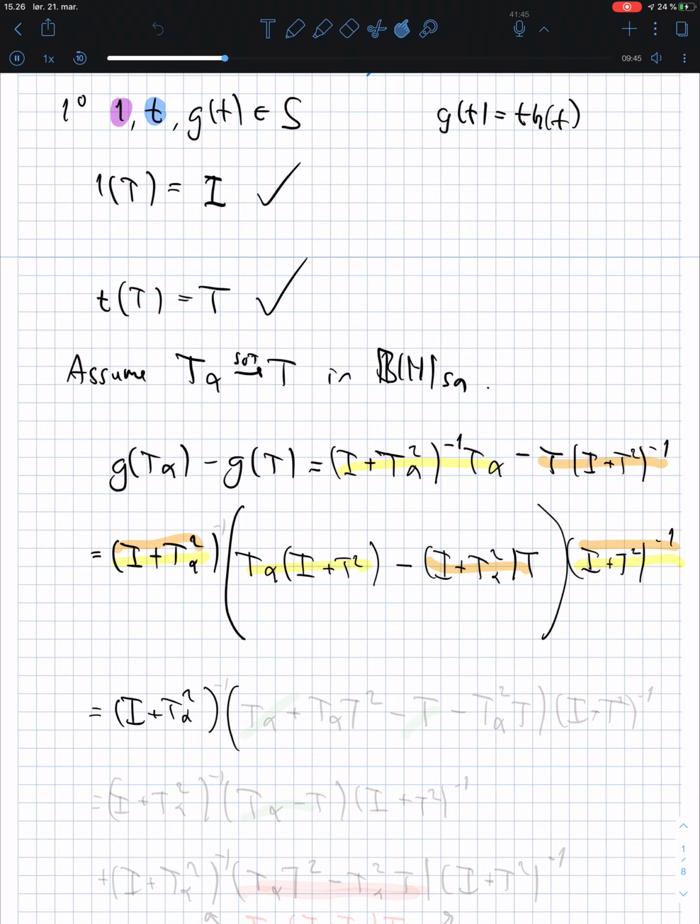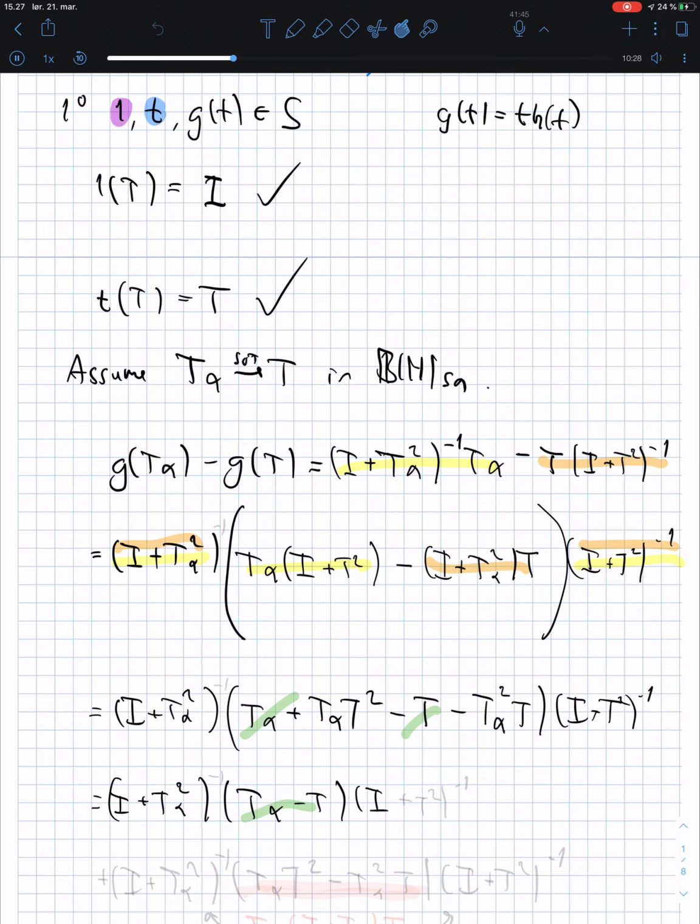Well, the big parenthesis in the middle, I can just write it out. I get t alpha plus t alpha t squared minus t alpha squared t, and then I have (1 plus t squared) inverse as before. And now I will collect some of the terms. So I take I plus t alpha squared, and I take t alpha minus t. So I take these terms here and I put them here, and then I take the remainder.